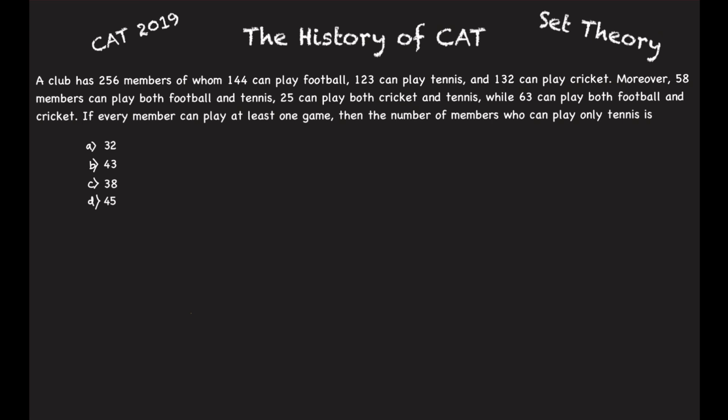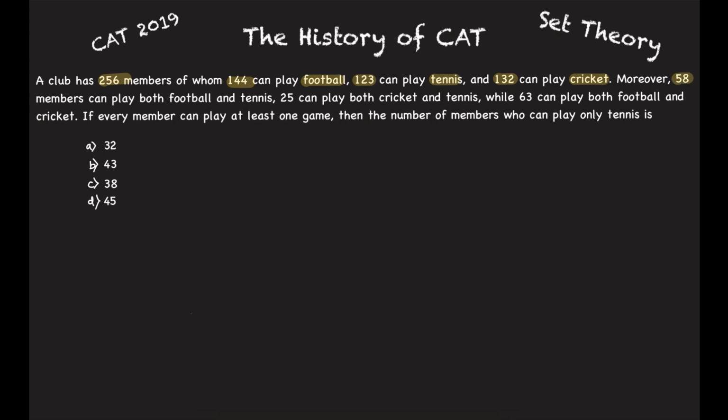A club has 256 members. 144 can play football, 123 can play tennis, 132 can play cricket. Okay, so the entire thing is given to me. We are not talking about only football, only tennis or only cricket. It's the complete total number of people in the club who are playing football, 144, so it includes only football, football and one other game, and all three games. That's the understanding of all this.